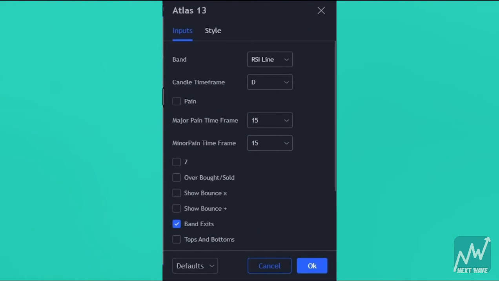And on the atlas, this is the band exits. That's how you will toggle on and off, whether you want that on or not.